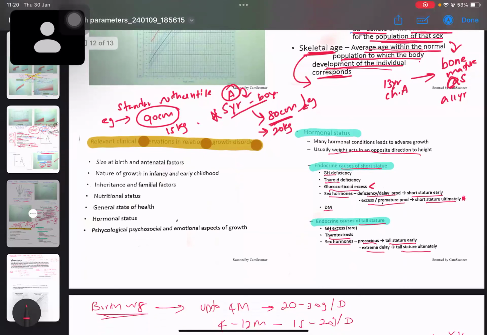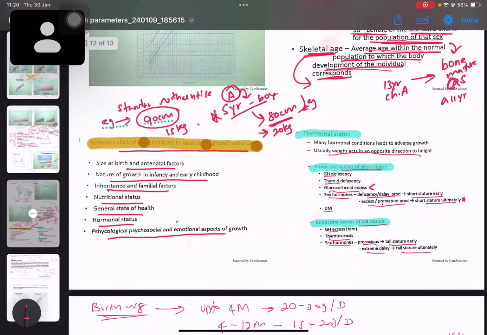Okay. Then the relevant clinical observations in relation to growth disorders: we look for size at birth and antenatal factors, natural growth in infancy and early childhood, inheritance and family factors, nutritional status, gender, state of health, hormonal status, and psychological and emotional aspects of growth. These things are taken into consideration when addressing any illness in children.